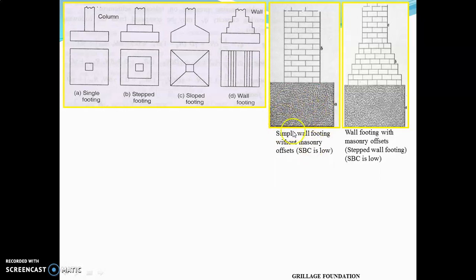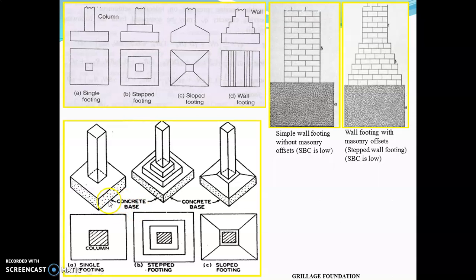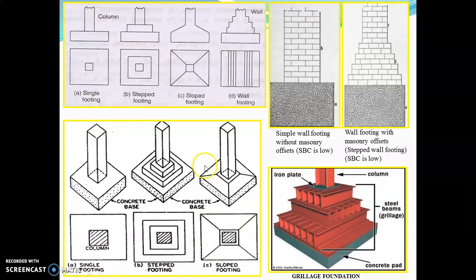This is suitable when SBC is low. This is a simple wall footing without masonry offsets. Here wall footing with masonry offsets, stepped wall footing when SBC is low. You can see here these are stepped wall footing. Again this is a concrete base, this is single spread, this is the stepped one, this is the sloped one. Single footing for column and stepped here, and this is sloped. And grillage foundation like this.